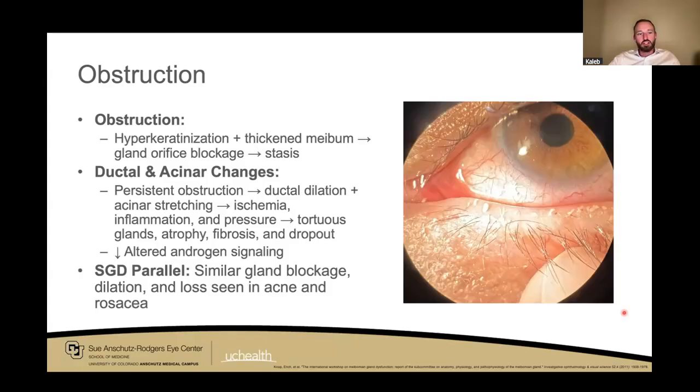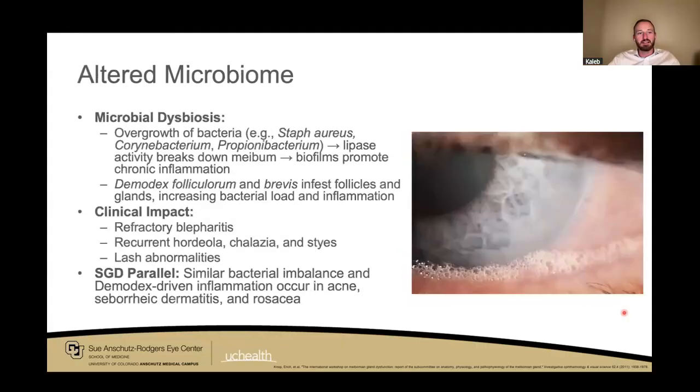So the sebaceous gland dysfunction, the SGD, parallel to this, is that you get similar gland blockages, dilation, and loss of sebaceous glands, like in conditions like acne and rosacea. Then you can get altered microbiome. So you can start to get a shift from commensal bacteria to harmful bacteria. You start to get those lipases that break down the meibum. So you see evidence of saponification in this picture here. That's the frothiness of that tear film. Anytime I see frothiness of the tear film, I'm pretty much always recommending a hypochlorous acid spray to my patients. One of the attendees mentioned earlier, it can be helpful in ocular rosacea.